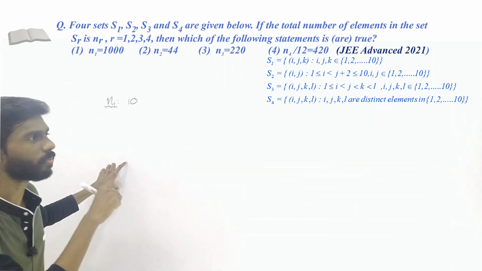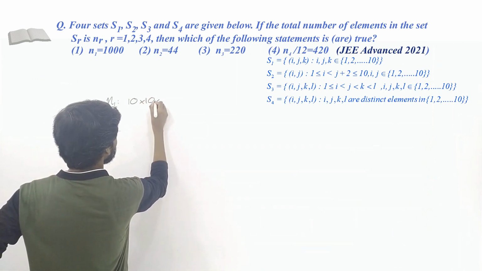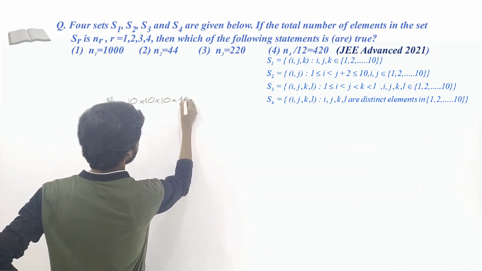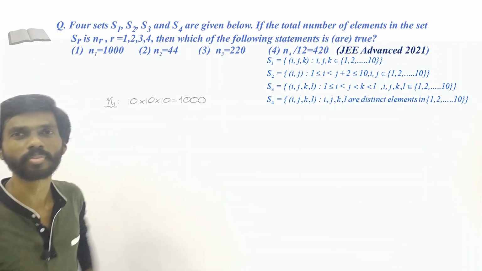Alright, so any one of the 10 values, 1, 2, 3 up to 10. Similarly, j can be selected in 10 ways, k can be selected in 10 ways. So that means this is the answer: 1000. That is the value of N1, the number of ways to form the first set S1.